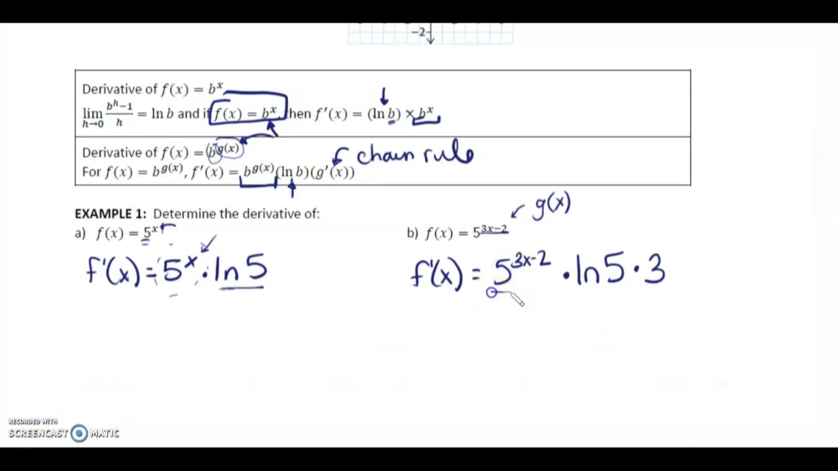We can't multiply these two because there's this exponent on there. It's not the same base. So we don't use exponent laws, so we can just leave it like that.